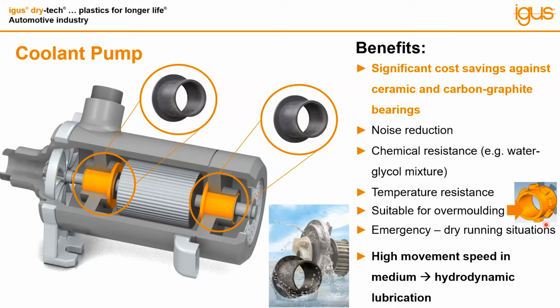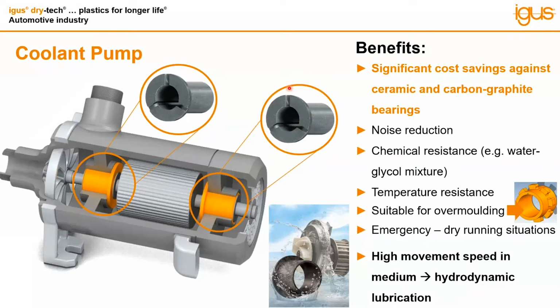And our bearings, because they are dry running and meant to be dry running, can withstand that. So we talk about high movement speed and mediums like hydrodynamic lubrication that you can see here. And we can achieve that using different types of features in the bearing itself too. So you can see here we have some different features that we've utilized in order to improve that function of the hydrodynamic lubrication. So lots of different ways that we can solve common problems found by using standard bearing materials in coolant pump applications.